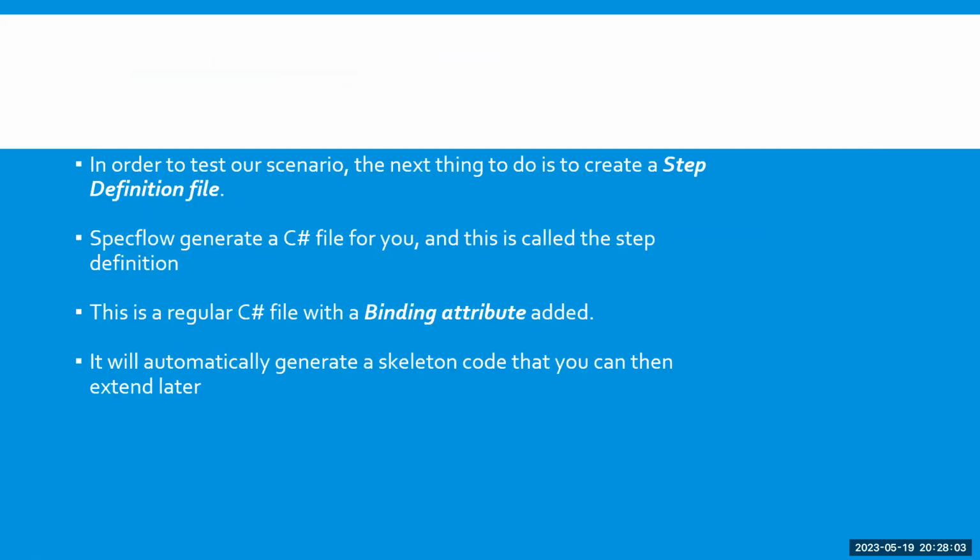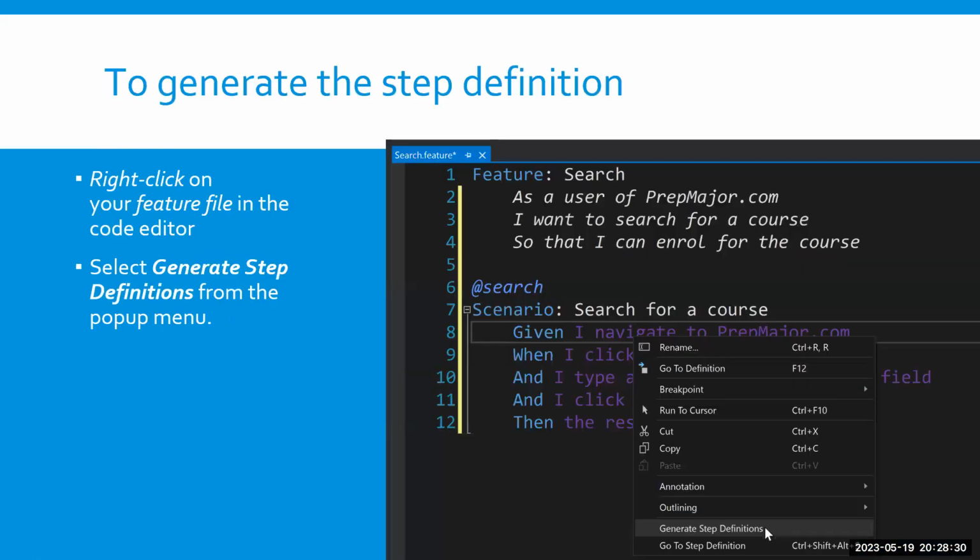So the next one is to generate our step definition. In order to test our scenario, the next thing to do is to create a step definition file. SpecFlow generates a C# file for you, and this is called the step definition. This is a regular C# file with a binding attribute added. It will automatically generate a skeleton code that you can then extend later, which I'm going to show to you. So this is how to do it.